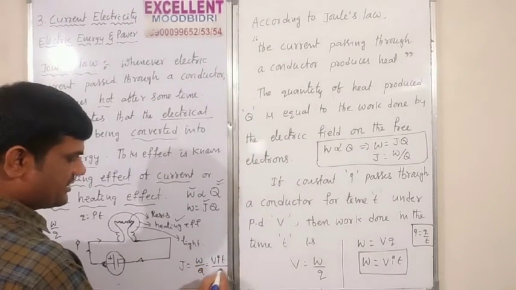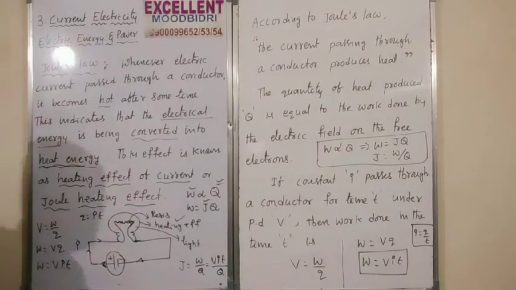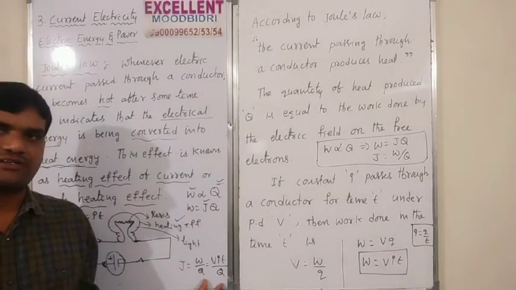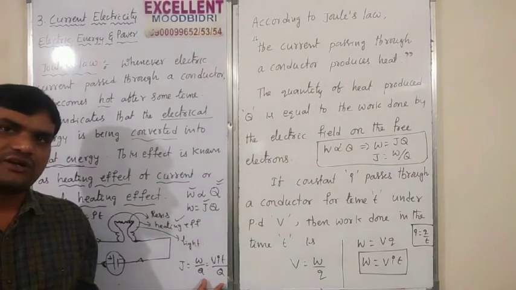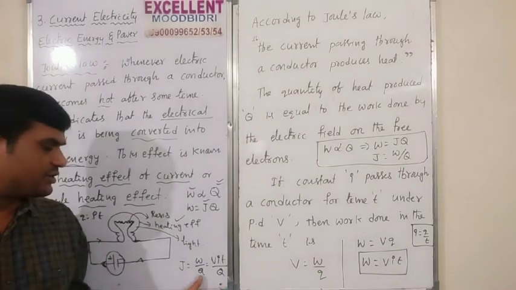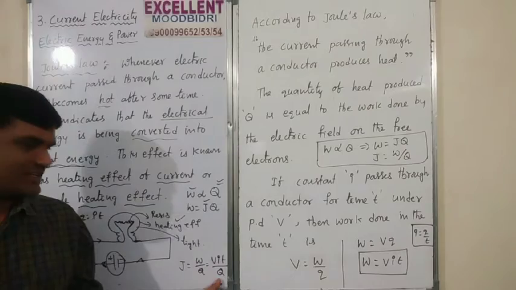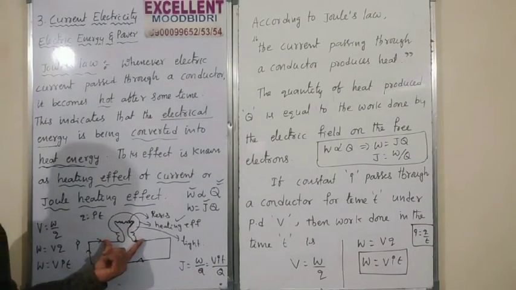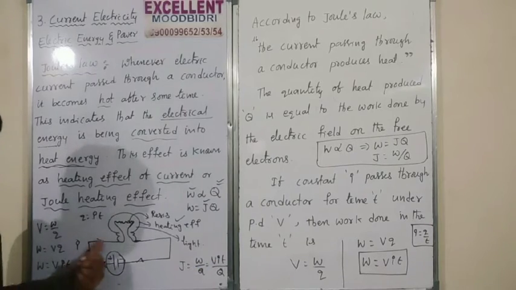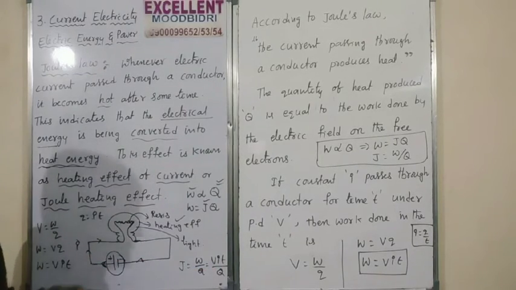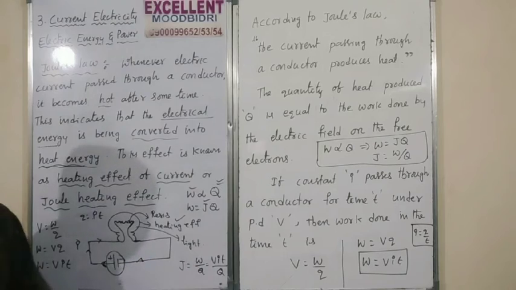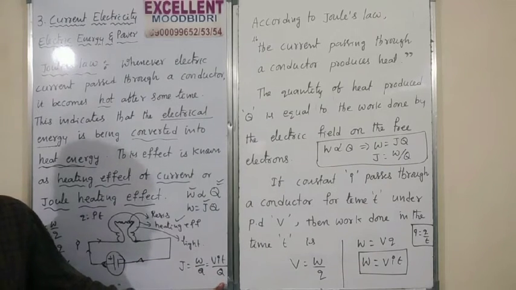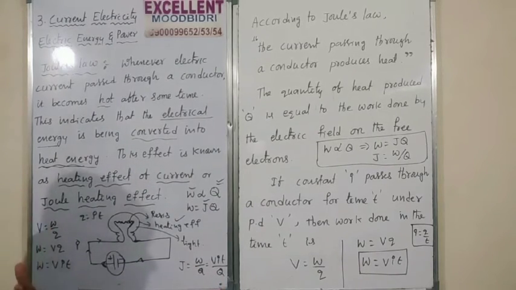VIT divided by Q, that's joule heat. We will get it with the help of the calorimeter experiment only. With the Joule calorimeter experiment, we will get the Q value. If you substitute VIT by VI, the potential difference we will get here, the current flow you already know, and the time you also know already. Q we will get with the help of the Joule calorimeter experiment only. So with the help of that, we will easily get the J value.